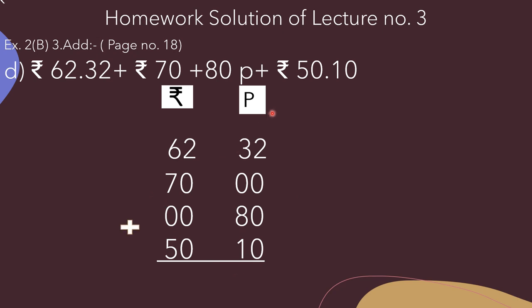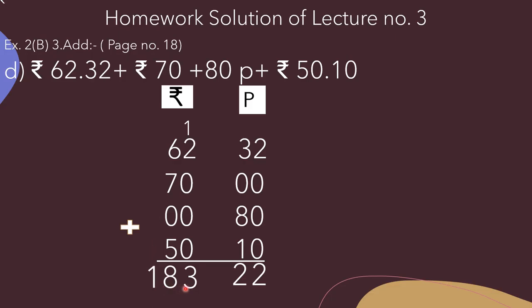We will start from our right hand side. So 2 plus 0 plus 0 plus 0, that is equal to 2. 3 plus 0, 3, 3 plus 8, 11, 11 plus 1, 12. So here 12 is 2-digit answer. That's why we will write 2 here and 1 will be carry over. Now 1 plus 2, 3, 3 plus 0, 3. So here we will write 3. 6 plus 7, 13, 13 plus 0, 13, 13 plus 5, 18. So here we will write 18.